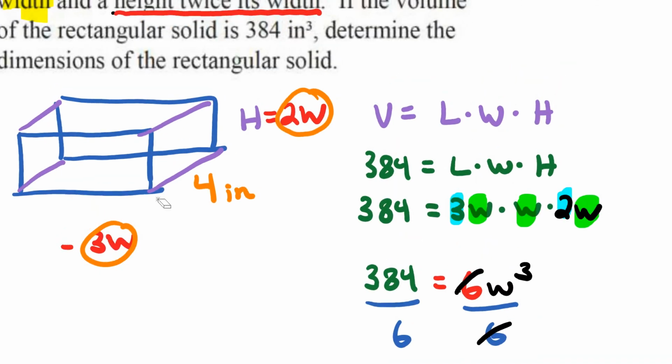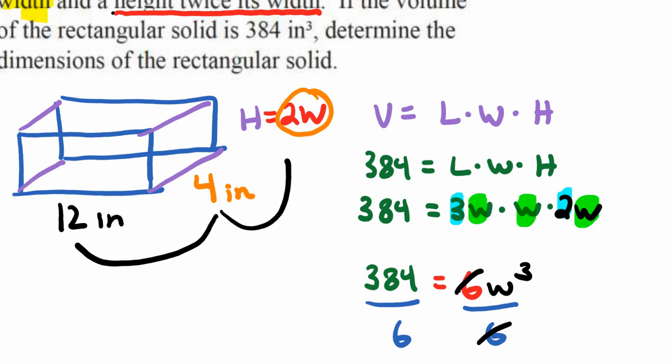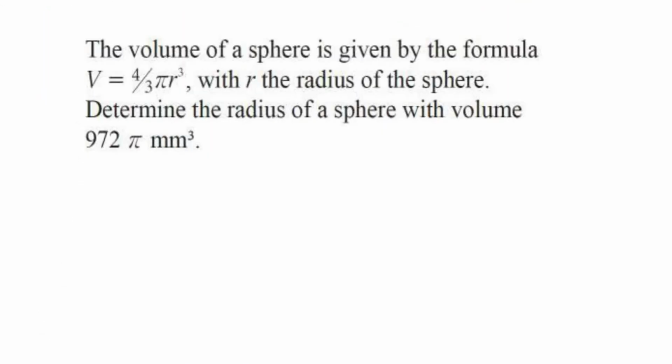And since the length is 3 times the width, that's going to be 12 inches. And now my height is double the width. So 4 times 2 is going to be 8, right? So that's going to be 8 inches. All right, so there it is: 12 inches, and then 4 inches by 8 inches. Okay, let's move on to the last one here.